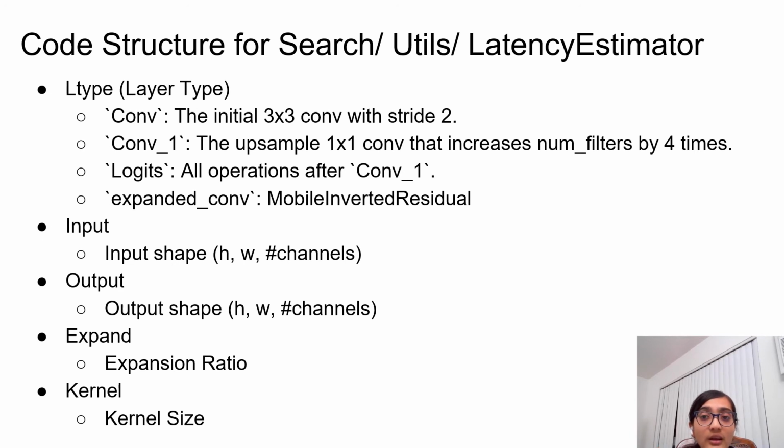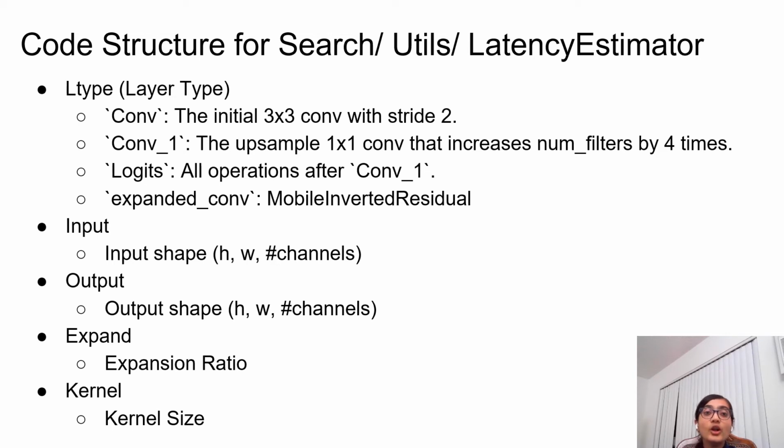The latency estimator has a function where it finds the layer type. There are four major layer types: convolutional, convolutional 1, logits, and expanded convolutional. Convolutional is the initial 3 by 3 convolutional with stride 2. In the figure for training the binarized architecture, we just saw how sample input data is connected and forwarded to the next layer, which is the weight parameters. So how do you update the weight parameters?